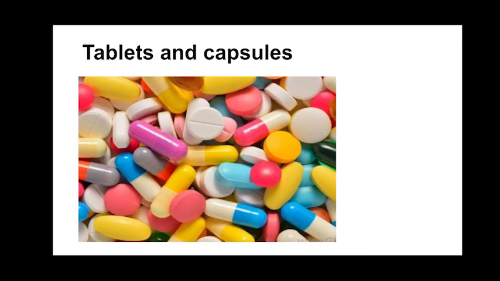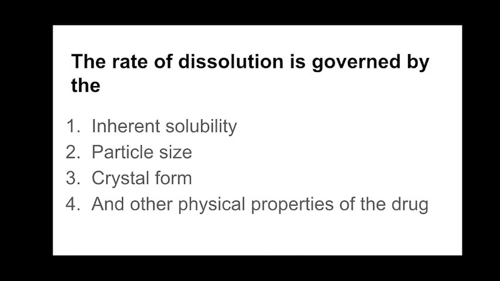Tablets and capsules contain a number of other materials: diluents, stabilizing agents, binders, lubricants, etc. The nature of these as well as the details of the manufacturing process, for example, force used in compressing the tablet, may affect disintegration. The rate of dissolution is governed by the inherent solubility, particle size, crystal form, and other physical properties of the drug.